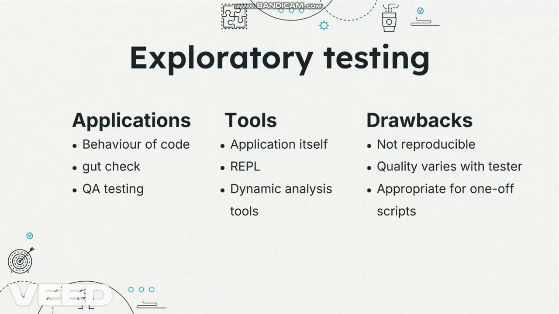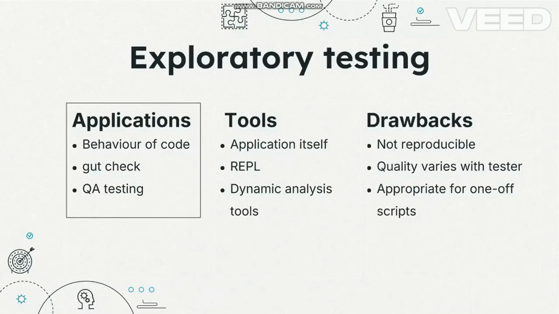Now let's move on to exploratory testing, a hands-on approach where developers and testers examine the software to understand how it behaves, often in scenarios that are challenging to set up. This method is commonly used to gut check new code or verify that existing code works as expected, especially in unique situations. It's also valuable in question-answer testing, where testers look for behaviors that developers might not have considered.